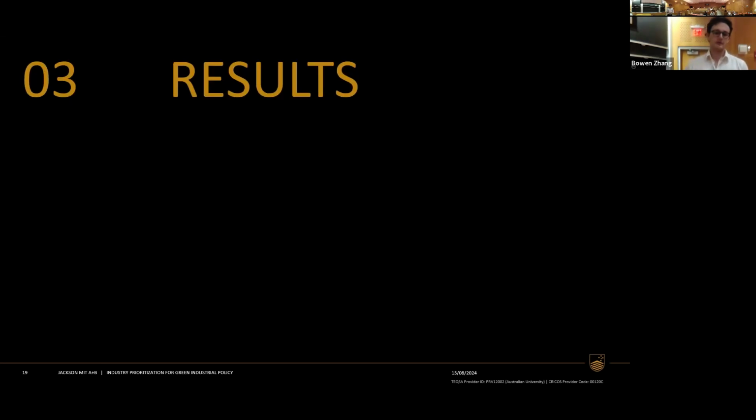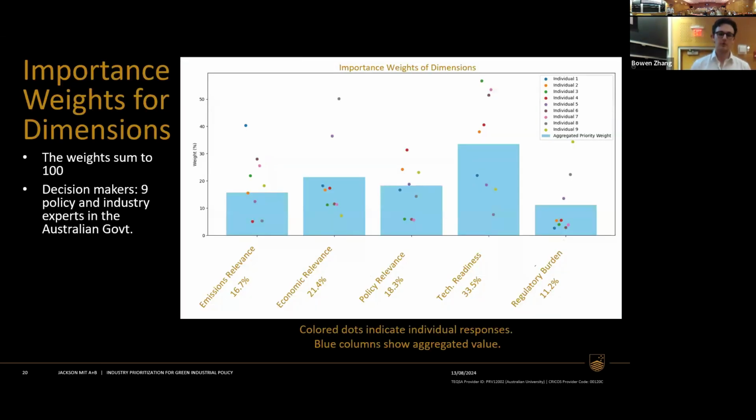So moving on to the results. The importance weight of intervention. This is from pairwise comparison. A brief outline of the graph: each of these little dots is one of the individual policymakers' priority weights for that given dimension. The 9 policymakers were in Israel, local and state. And then the blue bar is the aggregated priority weight.